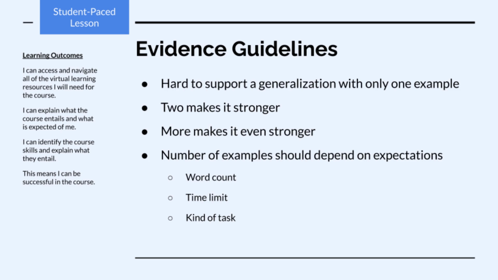So you just want to use a number of examples that fully proves your idea and always keep in mind whatever expectations the assignment has. There could be a specific word count given. That could help you determine how many examples to give. The time limit you have could also determine your expectations on the assignment. Also the kind of task. If we're looking for just some practice in class, that wouldn't require as extensive examples as on maybe a major exam or a timed essay. So in the end, it's up to you and you have to use your best judgment, but more examples are better than fewer.